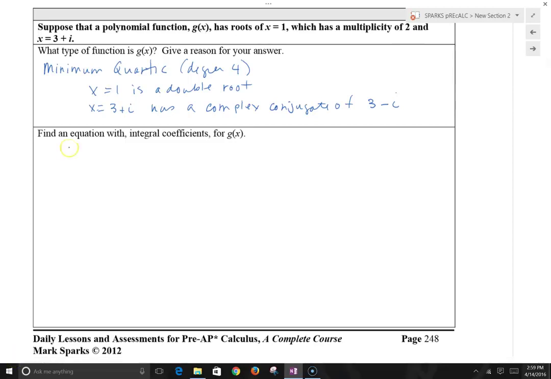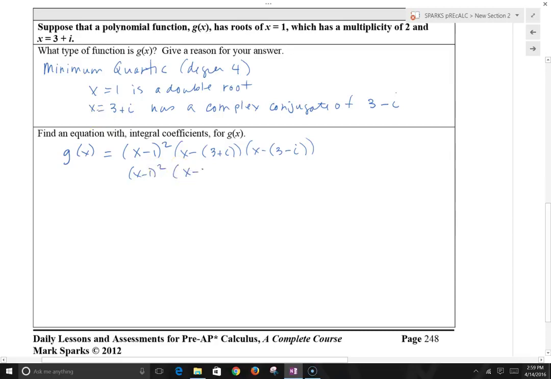And now we get to write an equation for g of x. So g of x is going to be equal to x minus 1 squared for the double root at x equals 1. And then we're going to have x minus 3 plus i, and then we have x minus 3 minus i. This looks like so much fun to multiply out. Alright, let's start with this mess. This is x minus 1 squared. That one will be easy. This is x minus 3 minus i, and this is x minus 3 plus i. I'm feeling there's going to be some stuff that drops out of there.